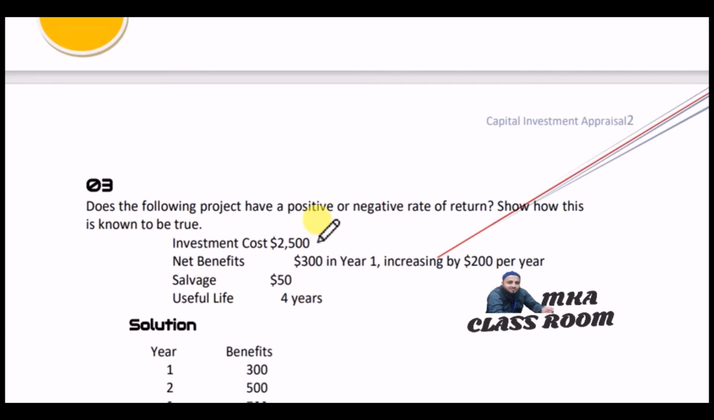After that, example 3. Does the following project have a positive or a negative rate of return? Show how this is known to be true. Cost 2,500, net benefit 300 in 1 year and increasing 200 per year. Useful life 4 years. Salvage value 50. Is it normal sense? You have to think it normally.